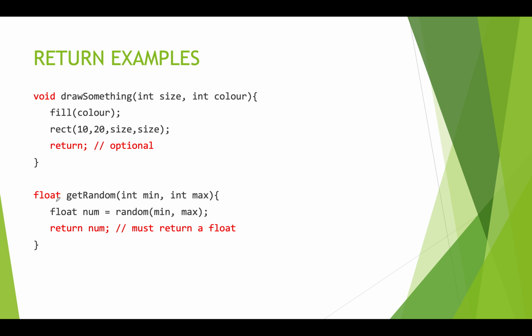Here's an example, float getRandom. And this one has a return value. So there has to be a return statement in here, and it has to return a piece of data that matches the type of this.